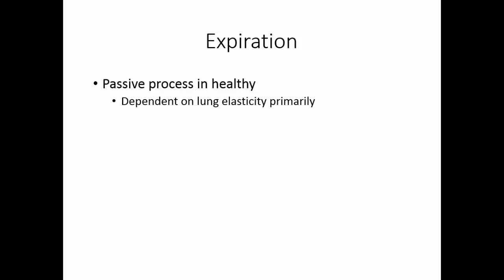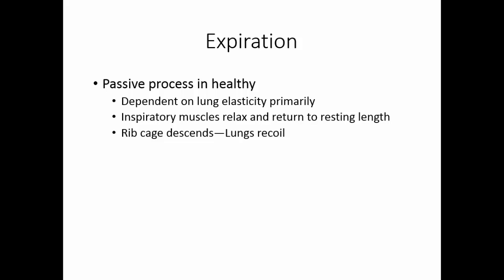Lung tissue is pretty elastic, so once we're no longer pulling on the muscles, they relax, the lung tissue recoils. The inspiratory muscles return back to their resting length. The rib cage descends, the lungs recoil, the thoracic volume decreases, increasing the pressure, and the air flows out.